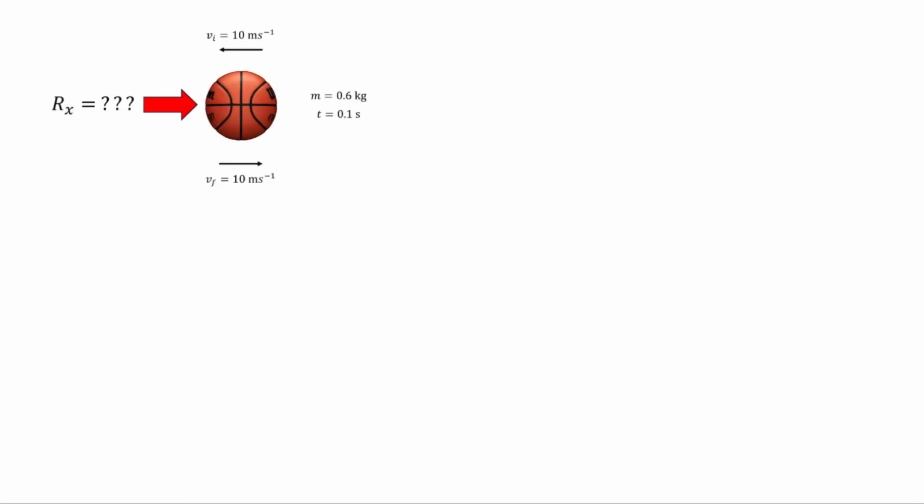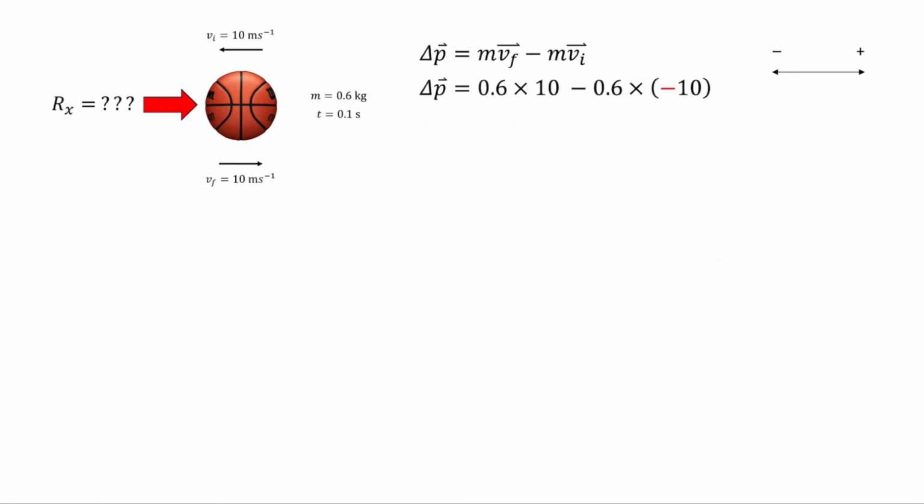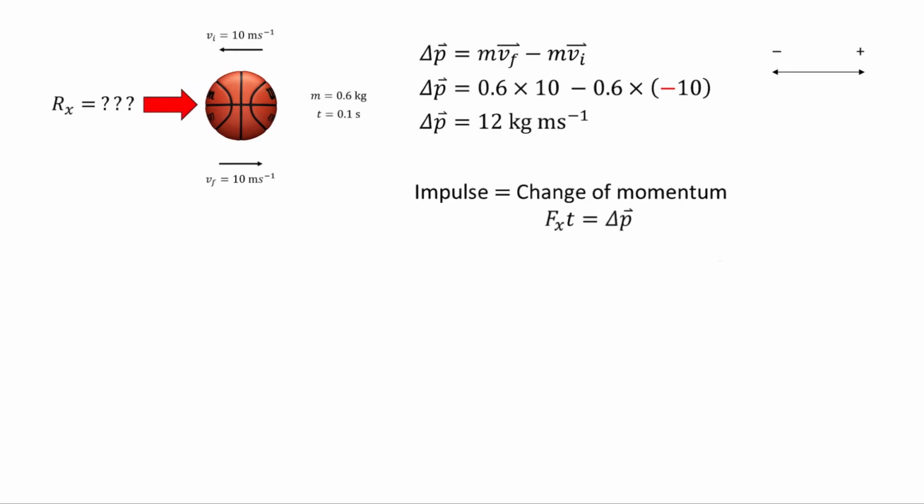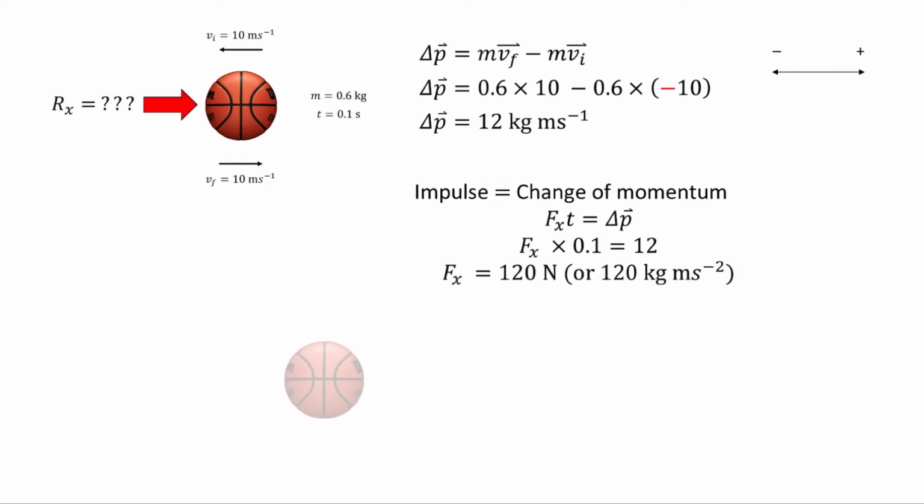Okay, same procedure. Let's take rightward as positive. First, find out the change of momentum. Then, the horizontal component of the net force on the ball, as we are only considering the horizontal motion. So far so good, right? Now, the problem is, what is the reaction force Rx? Does it equal to Fx? Let's draw a free body diagram.